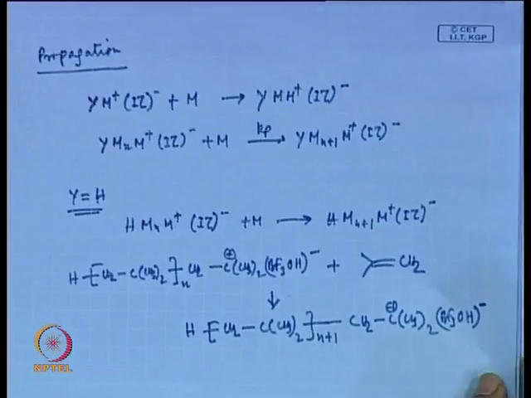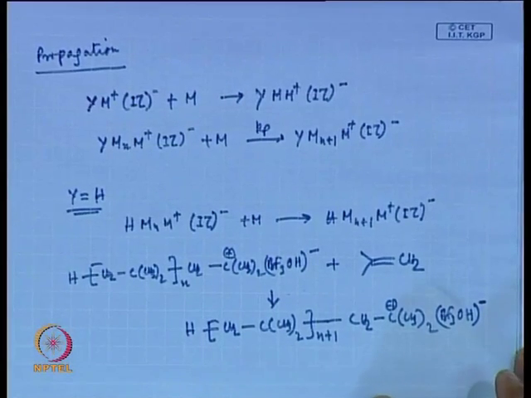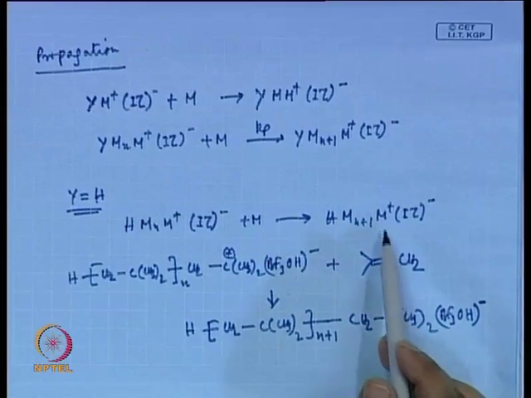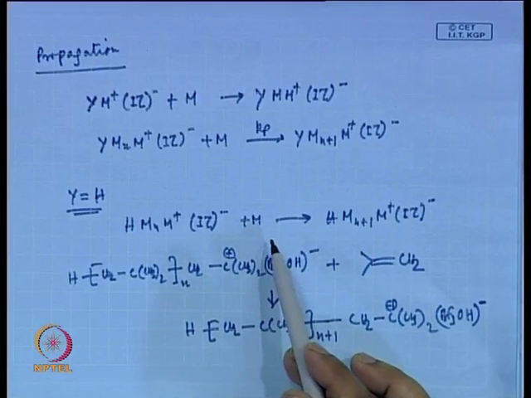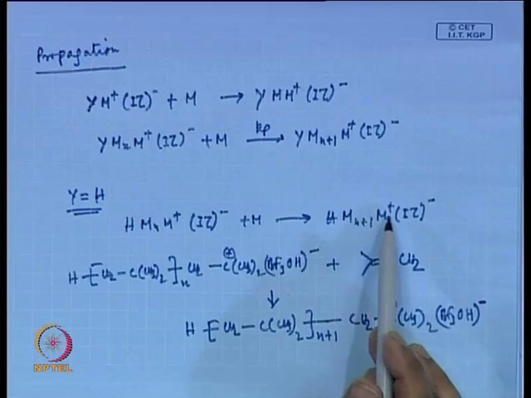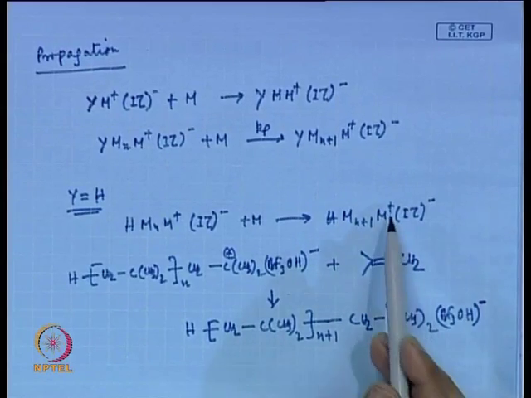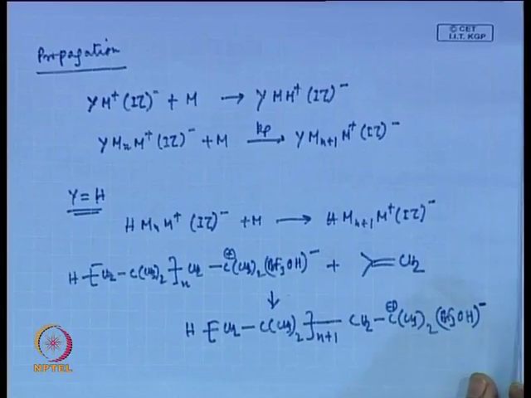Most common propagation steps are on this page, what we just discussed, and as you can realize, the rate of propagation will depend on the solvents. We discussed at length the effect of solvent polarity. If the polarity of the solvent is high, then this ion pair will be more towards solvated or free ions, then the reactivity of this cationic species will be higher. So, the rate of polymerization will be higher.